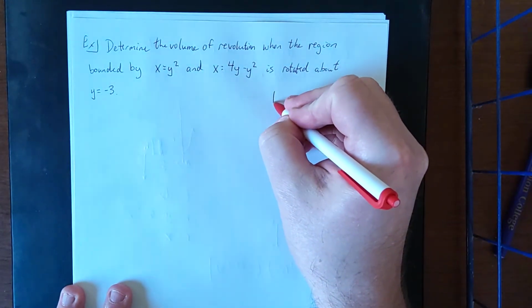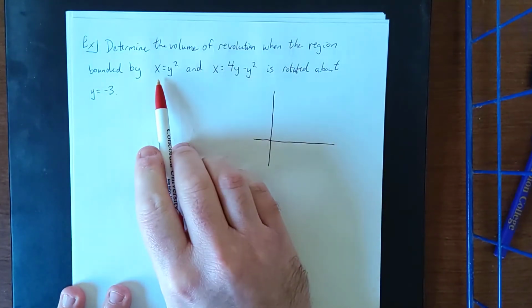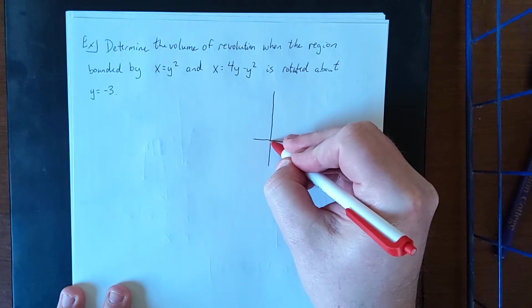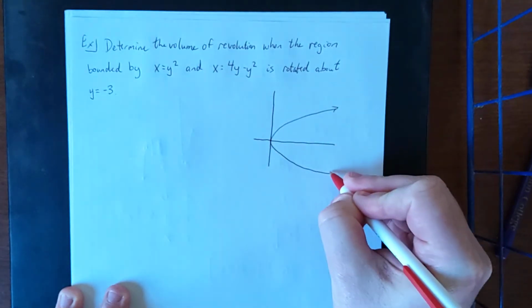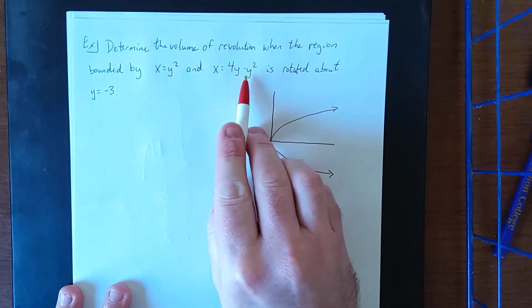Once again, first thing I'd like to do is sketch the region in question. X equals y squared is going to be a standard parabola opening to the right, like so, symmetric about the x-axis.